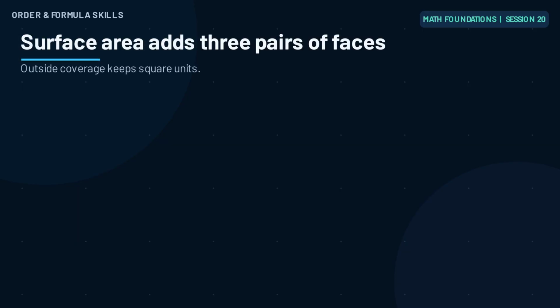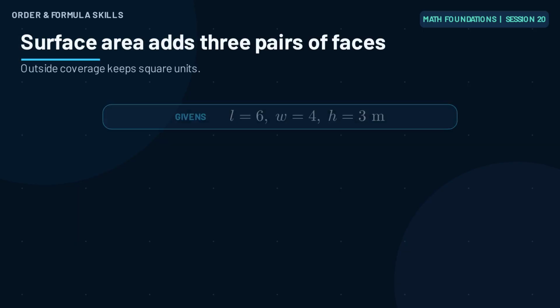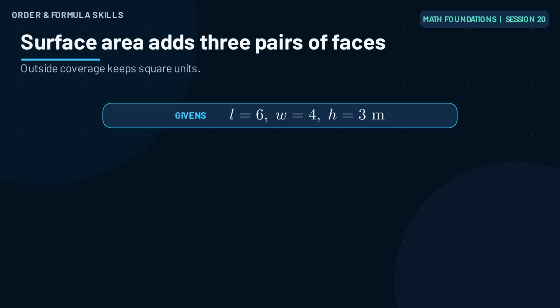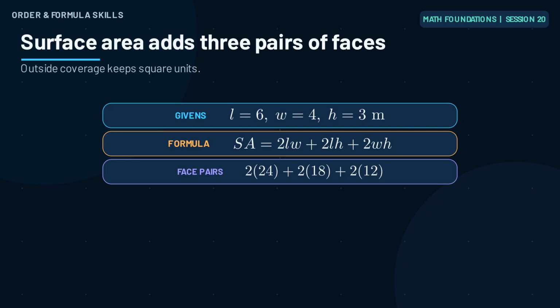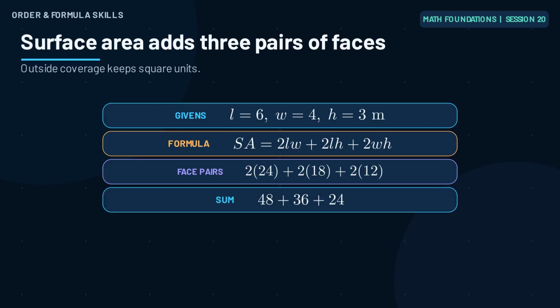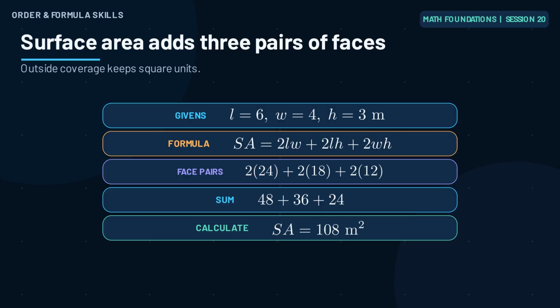Surface area adds every outside face of a solid. Use a rectangular prism with length 6, width 4, and height 3 meters. Surface area equals 2 length width plus 2 length height plus 2 width height. Paired face areas are 2 times 24, 2 times 18, and 2 times 12. Add 48, 36, and 24. The total surface area is 108 square meters.